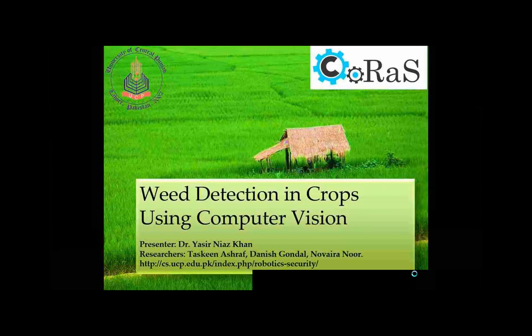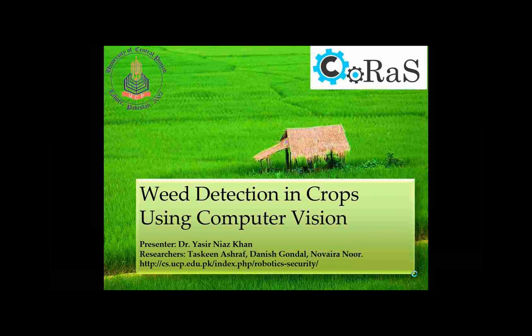So my name is Yasir Niaz Khan. I'm an assistant professor at University of Central Punjab. Here I'm also the director of Center of Robotics and Security, codenamed CORAS. We have been working on agricultural robotics for about 3 years now. The first problem that we started working on was weed detection in crops using computer vision.